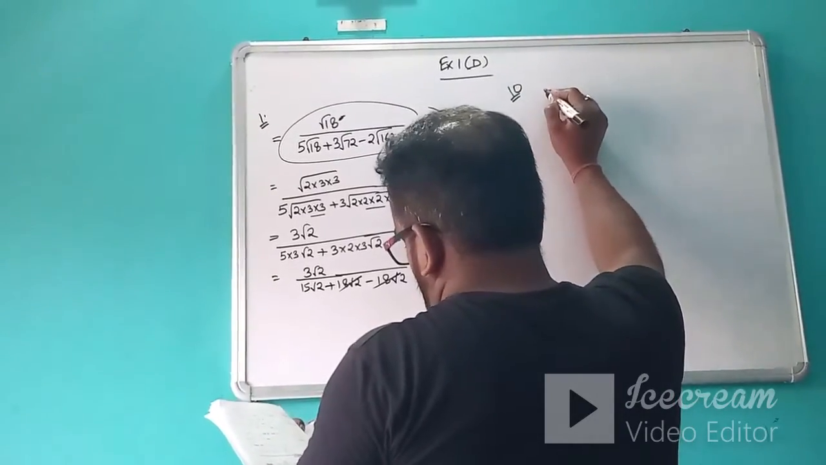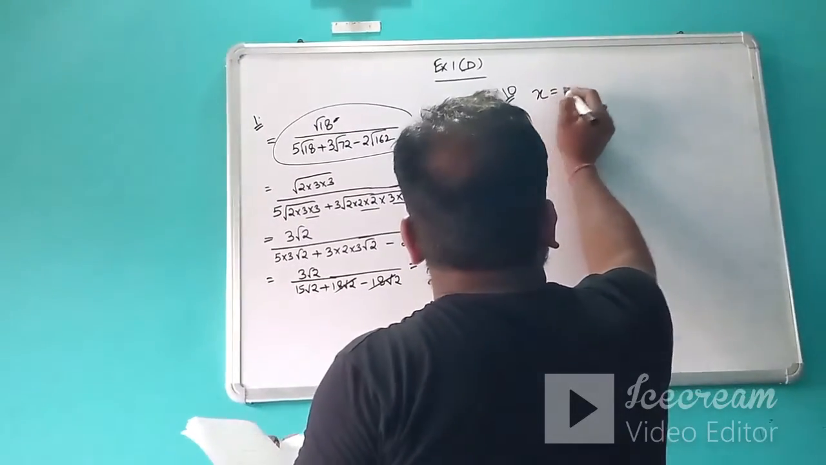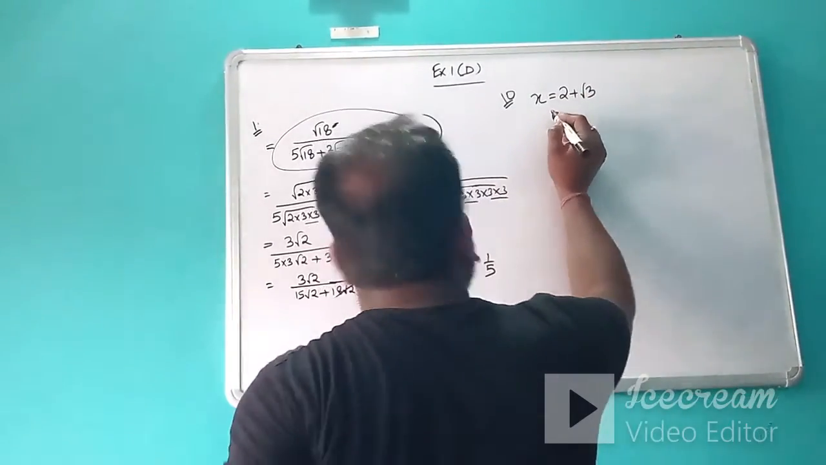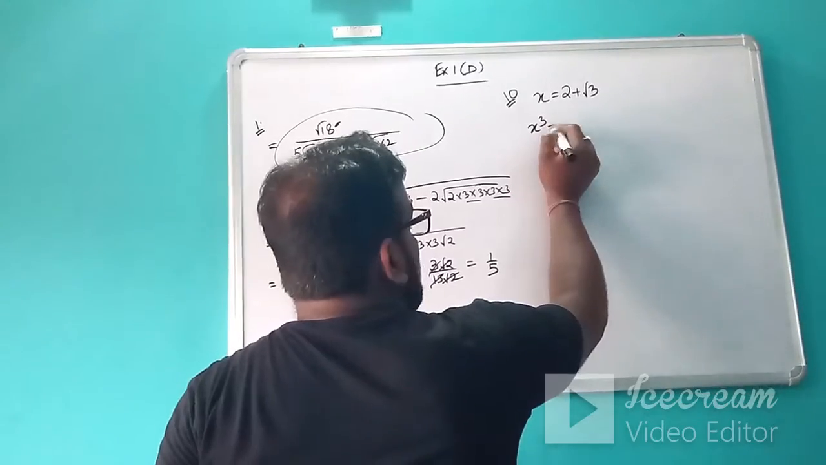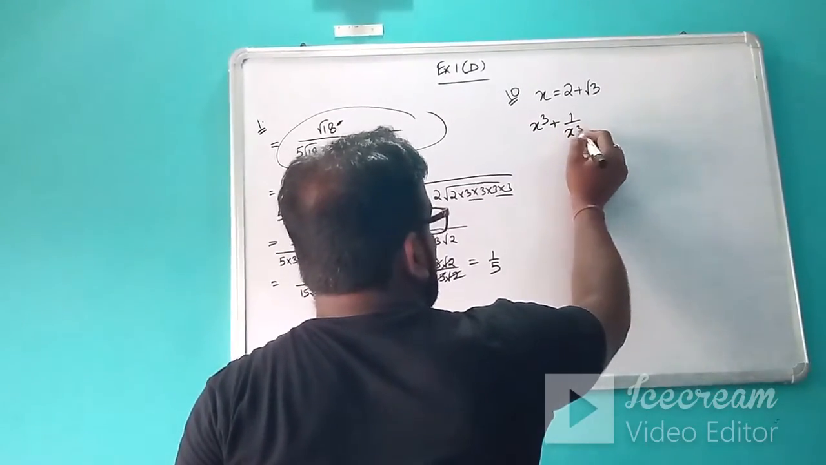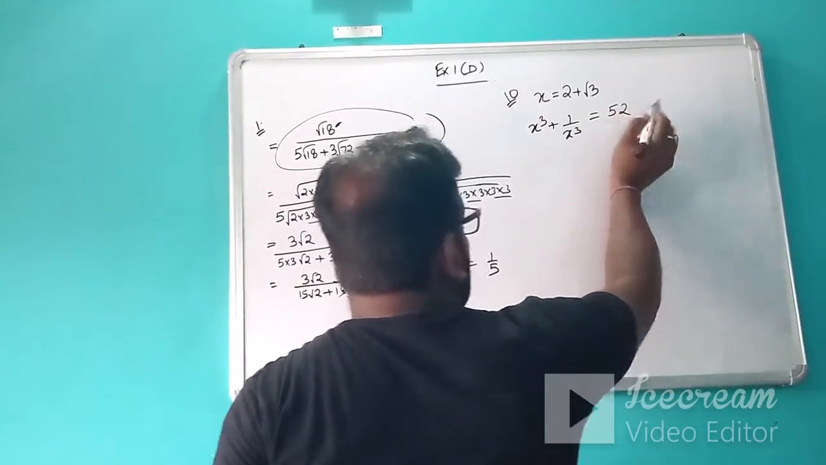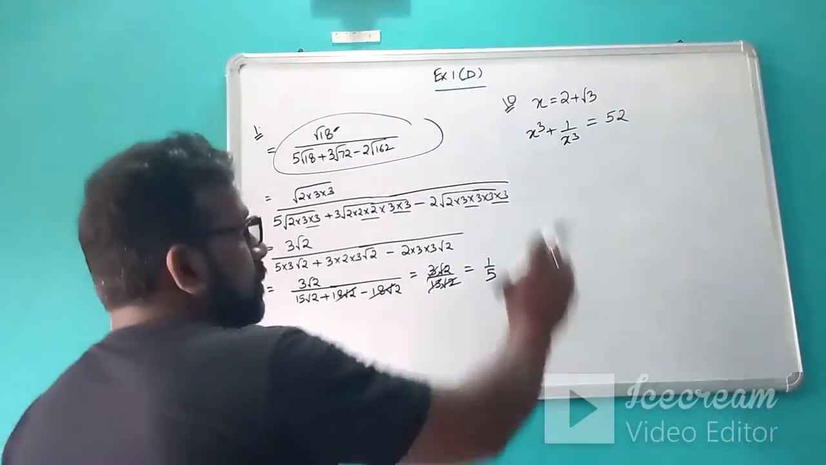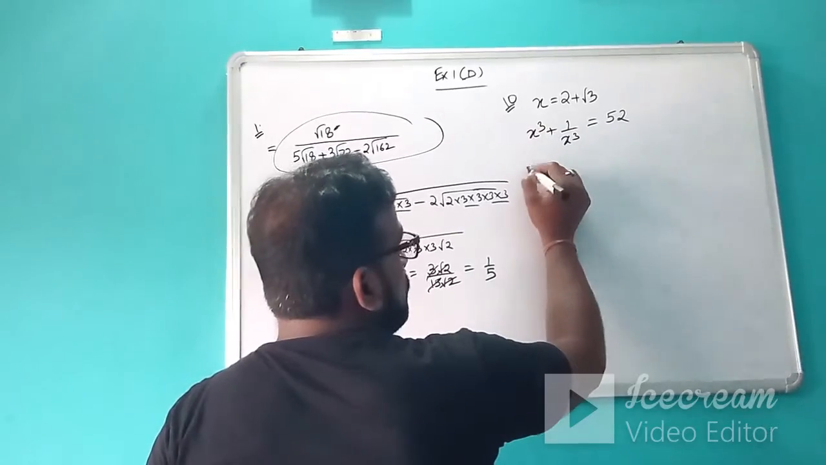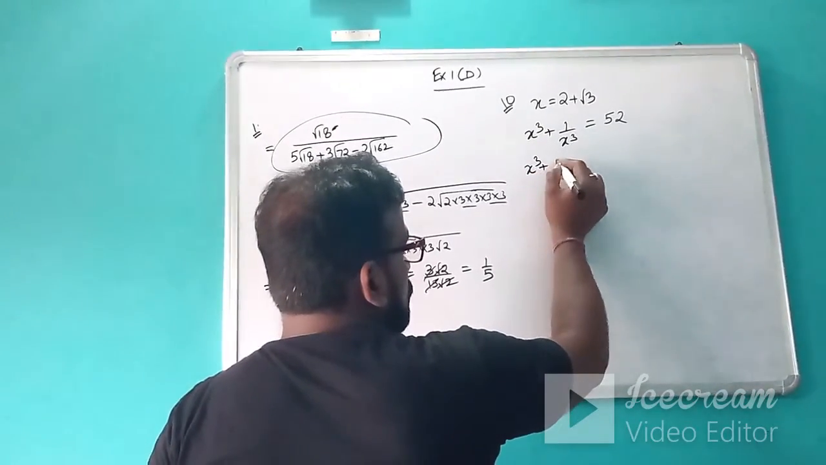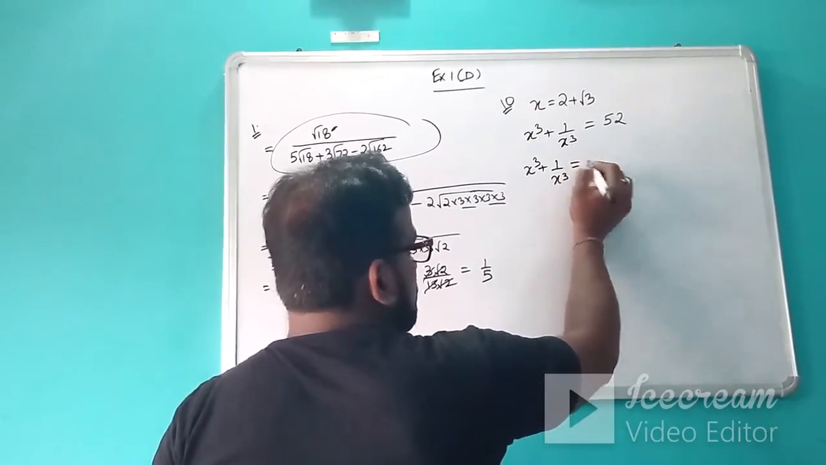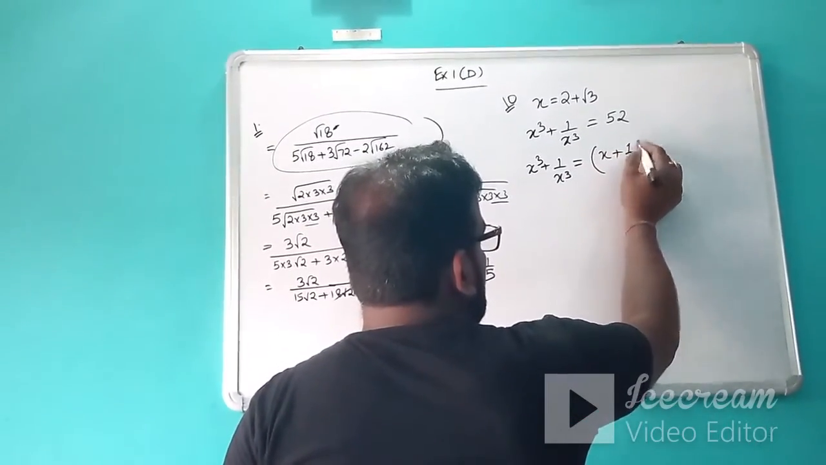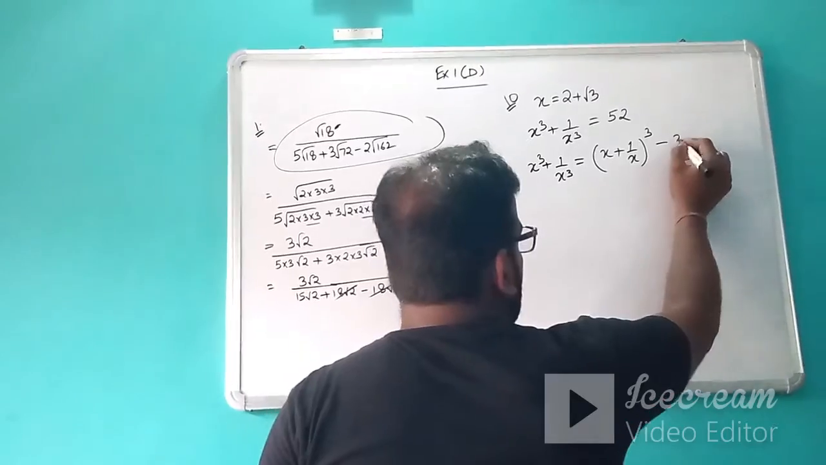Suppose we have to show that x is equal to 2 plus root 3, and with the help of this we have to show that x cube plus 1 upon x cube is equal to 52. First, we will write the formula of x cube plus 1 upon x cube. If you remember, in the previous chapter on expansion, we have solved questions like this. Its formula would look something like this.